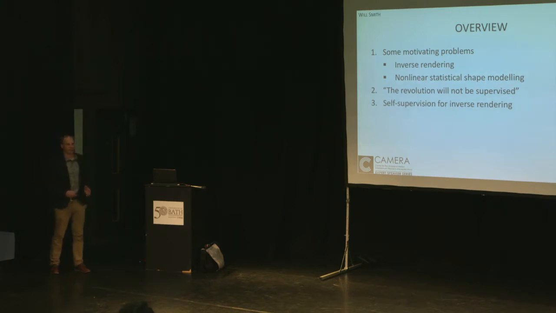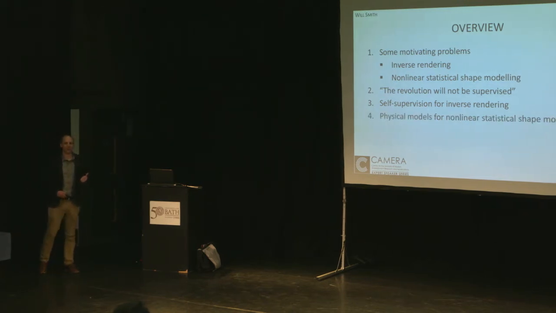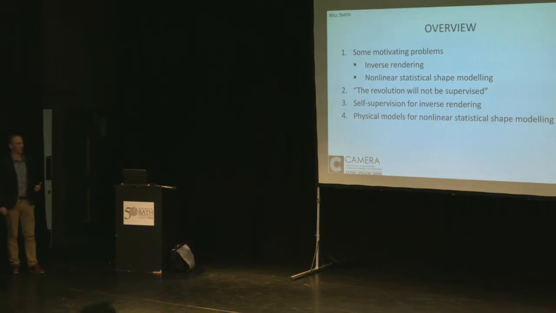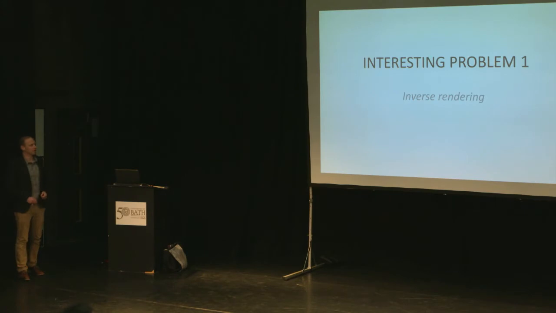Then I'm going to go into two pieces of recent work tackling the problems that I've described. The first is using what I would call self-supervision to tackle the inverse rendering problem. And then I'm going to show how you can blend a physical deformation model into learning a nonlinear statistical shape model. Okay, so that's what I'm going to cover.